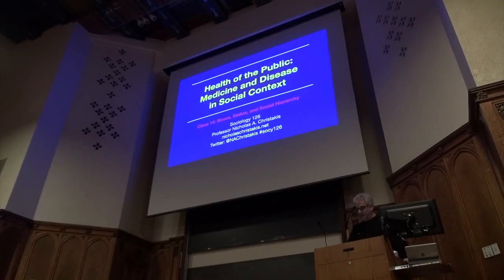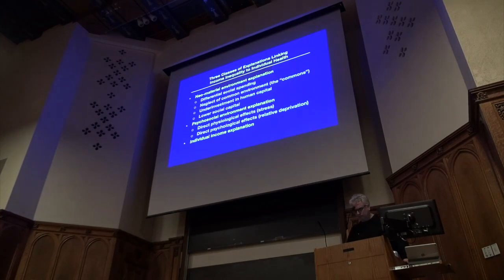examine the relationship between income inequality and health on both the individual and collective levels, and we consider some of the mechanisms for this effect, including the possibility of social comparison and hierarchy, which are ideas we're going to return to today. And it turns out that the association between income inequality and mortality is considerably stronger than that which can be accounted for at the individual level, as we saw.